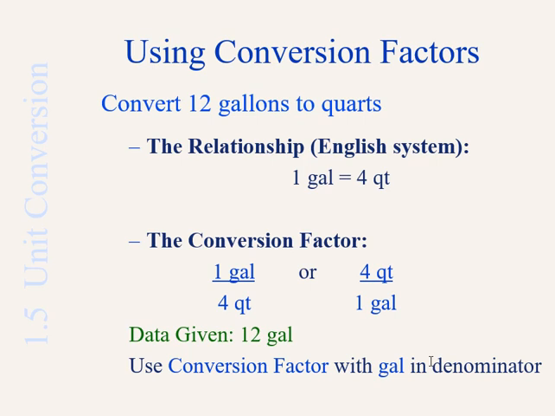So remember, what's the data given? 12 gallons, and you will multiply your data that's given to you in the problem by one of these two conversion factors. Which one will it be? You want to multiply it with the conversion factor which cancels out the gallon part and keeps the quart part, which is the answer you want. So look at these two and tell me which one you will use. If you said the second one, then you are right, because when you multiply 12 gallons by 4 quarts over 1 gallon, the gallon in the numerator and this gallon in the denominator will cancel each other out.